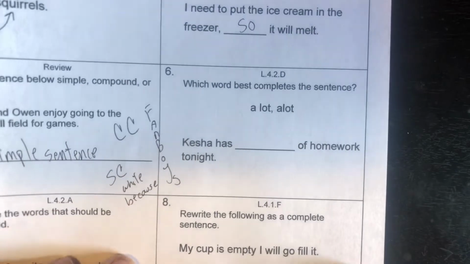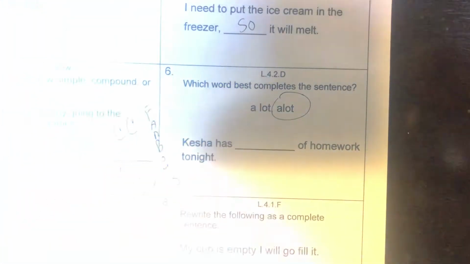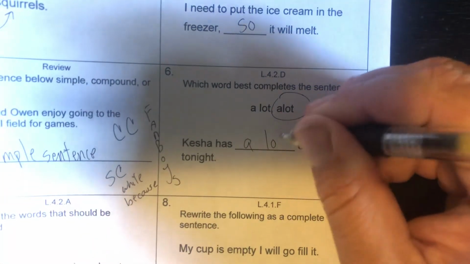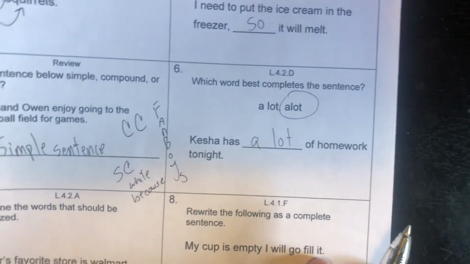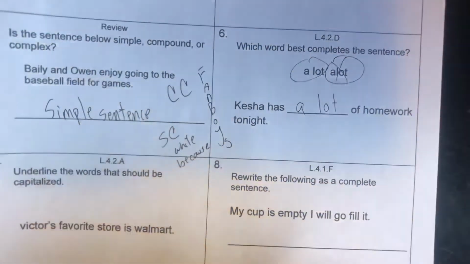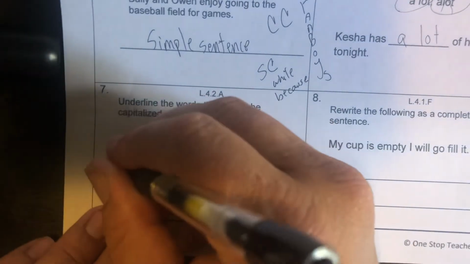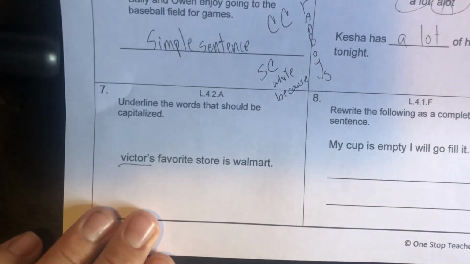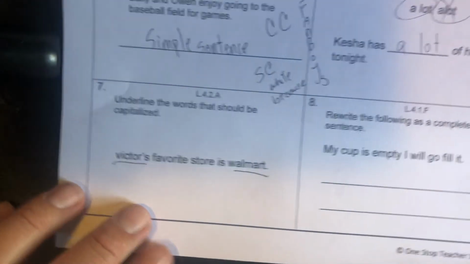Which word best completes the sentence? Keisha has, this is not how you spell a lot. You have to separate the two. Oh, so this is wrong. This is correct. Underline the words that should be capitalized. Victor's favorite store is Walmart. Those are proper nouns. Proper nouns are always capitalized.